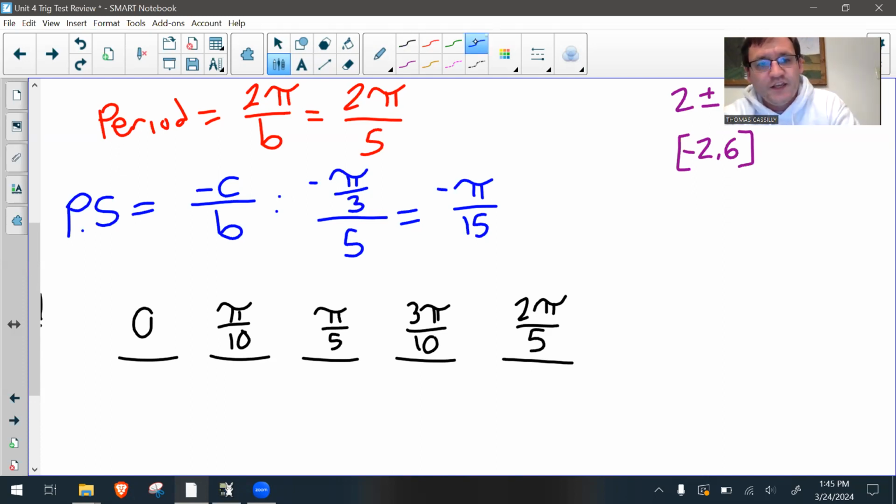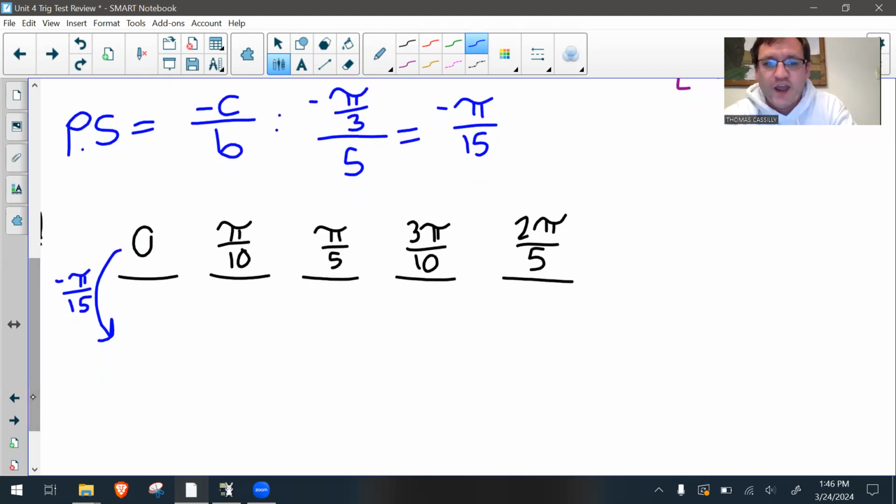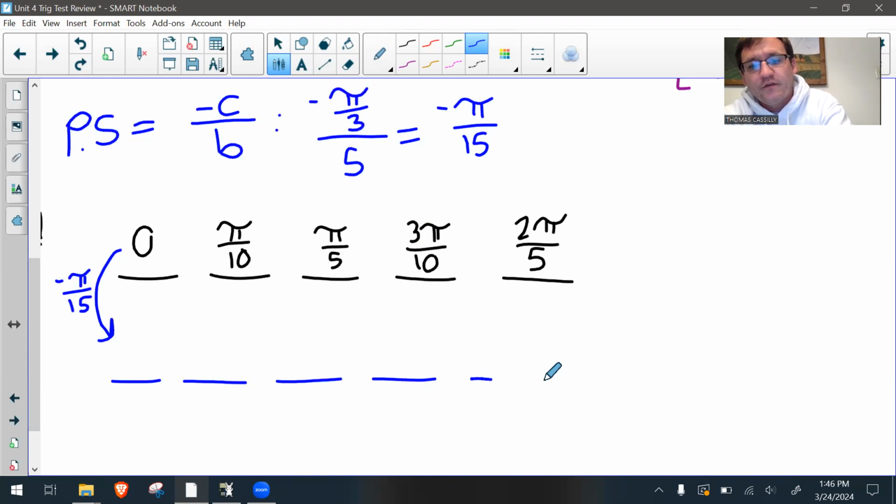But keep in mind, we have a phase shift. That phase shift was negative pi over 15. So what we need to do is we just have to subtract pi over 15 from all of these points. So the first one, negative pi over 15. And then the next one, pi over 10 minus pi over 15.